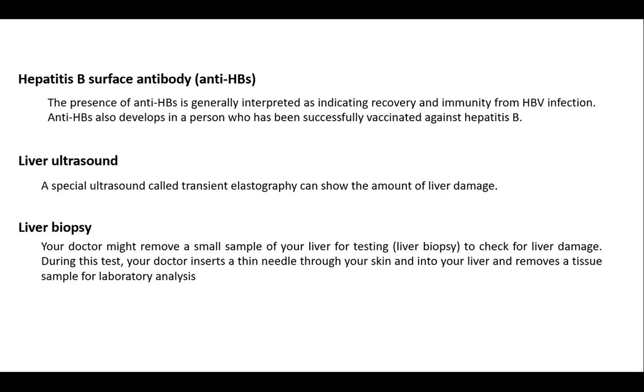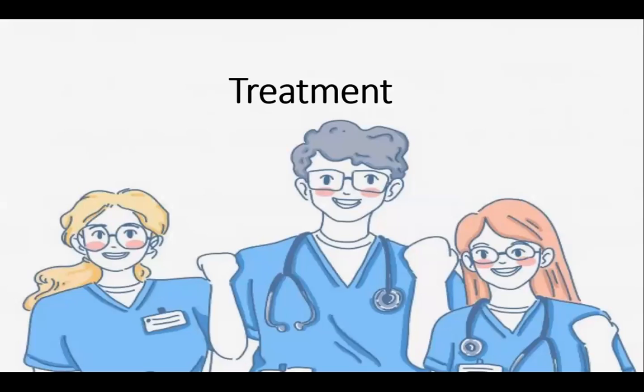Liver ultrasound, a special ultrasound called transient elastography, can show the amount of liver damage. And the last one is the liver biopsy. So your doctor might remove a small sample of your liver for testing, or liver biopsy, to check for liver damage. During this test, your doctor inserts a thin needle through your skin and into your liver and removes a tissue sample for laboratory analysis.